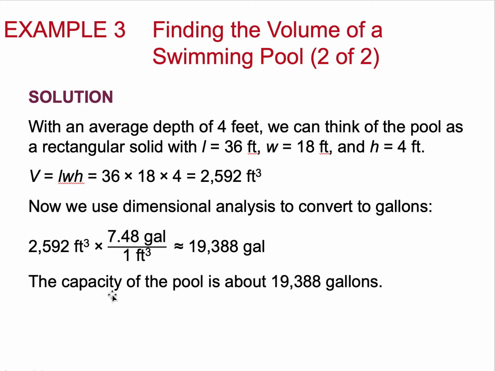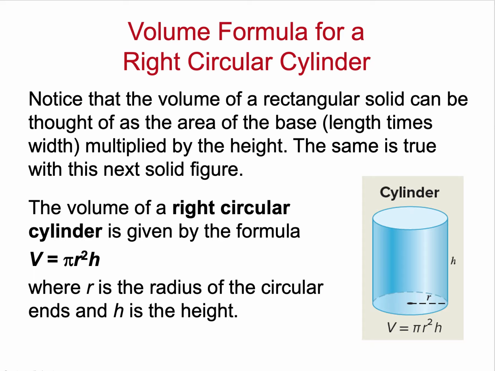So I know that cubic feet has to go in the denominator because it has to match up from our unit conversion alignment. And so I'm going to do 2,592 times 7.48 to get roughly 19,000 gallons.